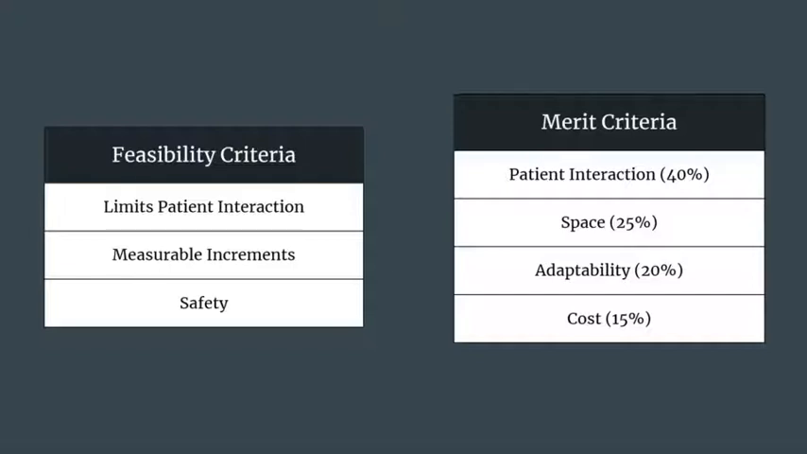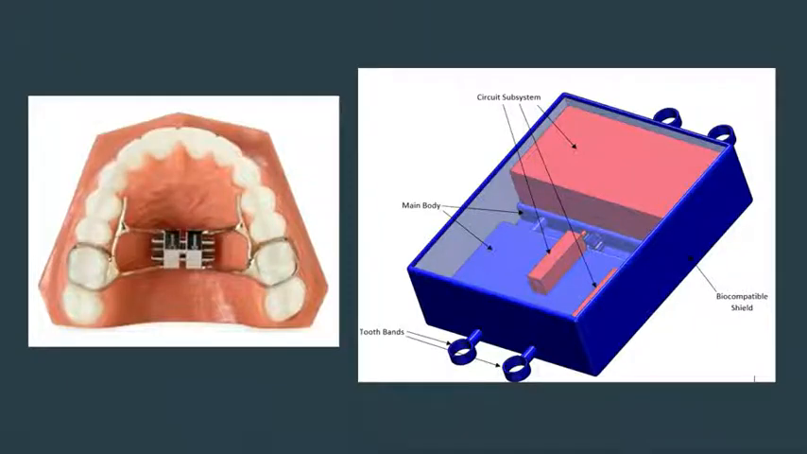For space, since the device would go into the patient's mouth, we do not want it to be too big. The patient has to be able to easily breathe, to comfortably eat, and just overall not be bothered by the device. For adaptability, the device sometimes is used with other orthodontic devices such as braces, so the device needs to be able to be attached or work with other orthodontic devices. And then cost, because we do not want to go too high in cost, otherwise orthodontists and patients would not opt for this device. With these criteria in mind, our final design is hands-off, a digital palatal expander.